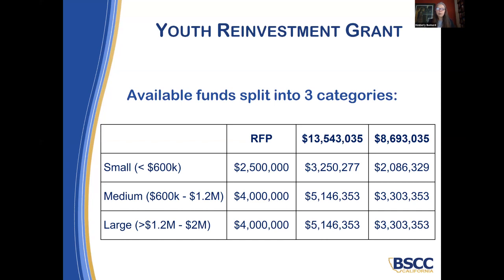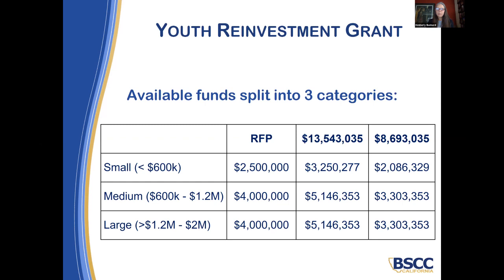Just as a reminder, the ESC established 3 categories for this grant that are based on the request amount of an applicant. So we have small, medium, and large request amounts. The small, in this case, is defined as less than $600,000. The medium is defined as from $600,000 up to 1.2 million. And then the large is defined as greater than 1.2 million and up to the maximum of 2 million.